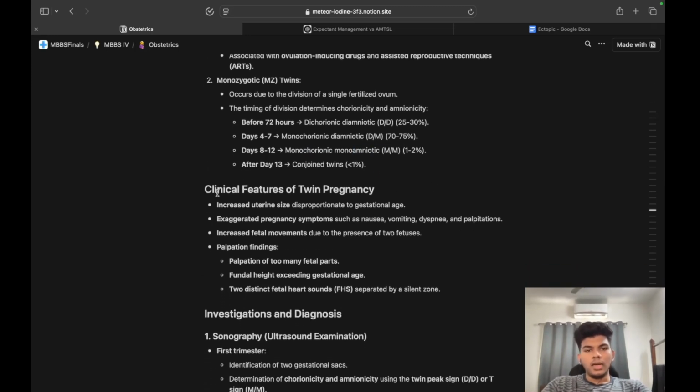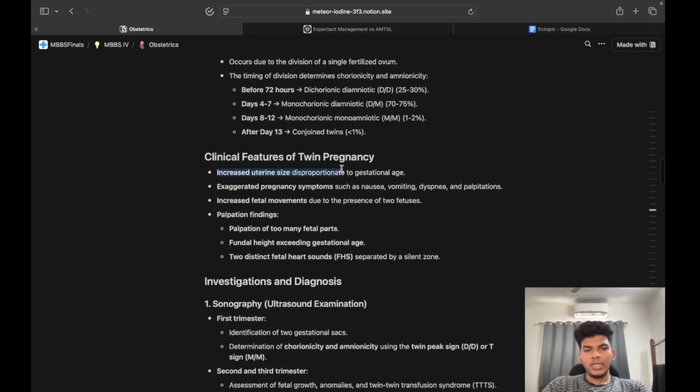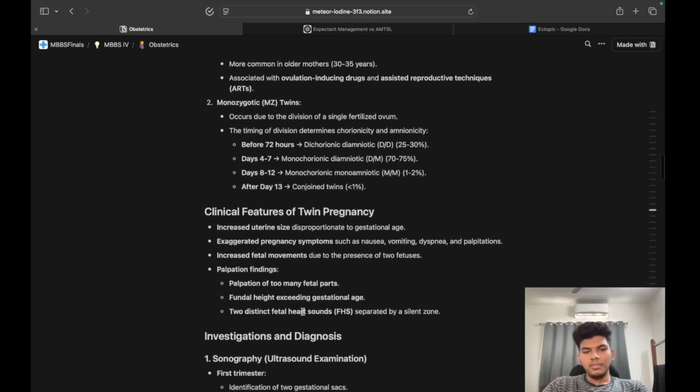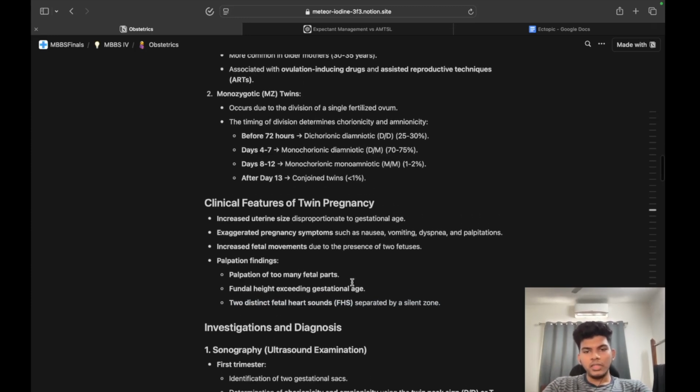So, clinical features of twin pregnancy. Increased uterine size disproportionate to the gestational age, because there are multiple fetuses present. Exaggerated pregnancy symptoms such as nausea, vomiting, dyspnea and palpitations. Increased fetal movements due to the presence of two different fetuses, and palpation findings including palpation of too many fetal parts, fundal height exceeding gestational age, and two distinct fetal heart sounds separated by a silent zone. These are very intuitive, no need to bang your head.